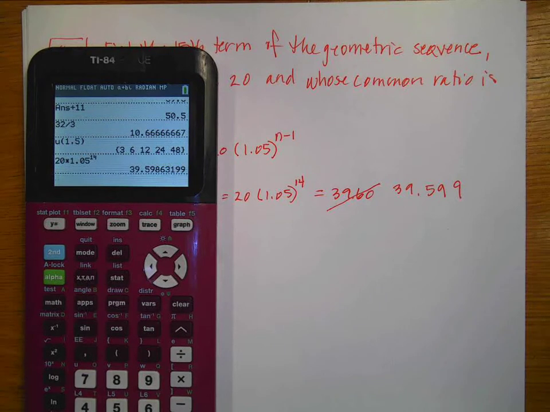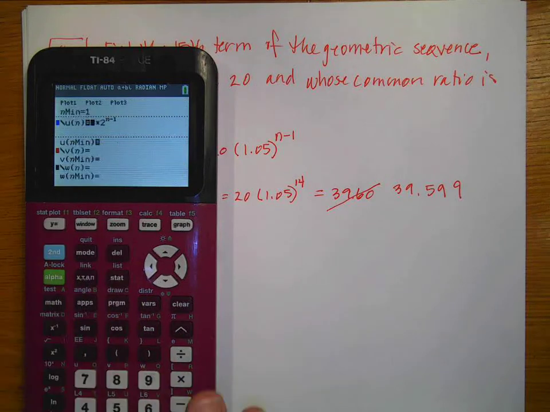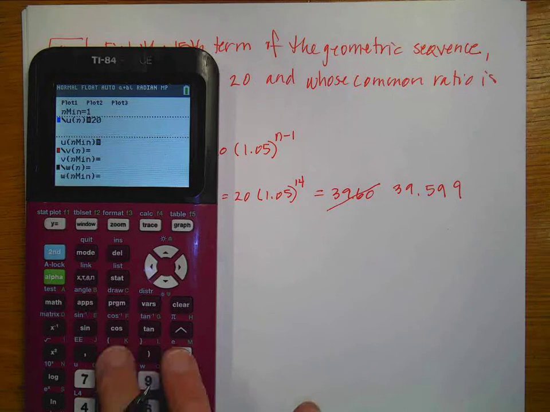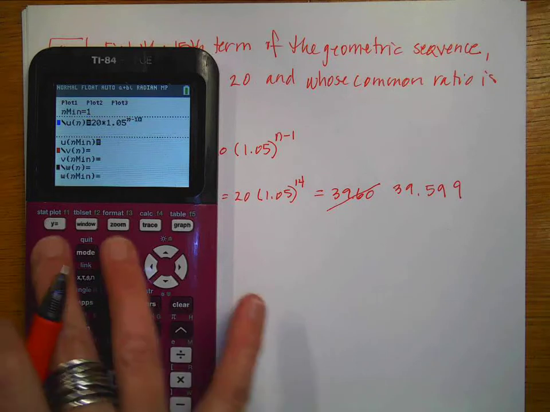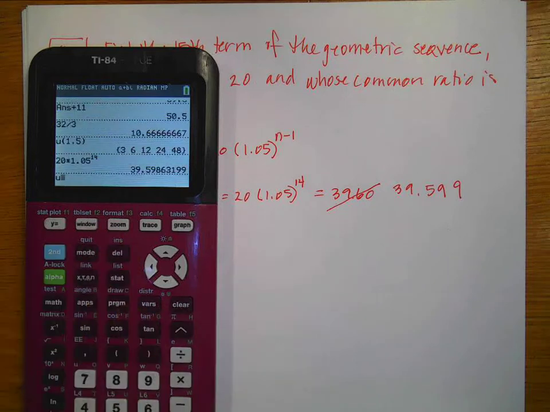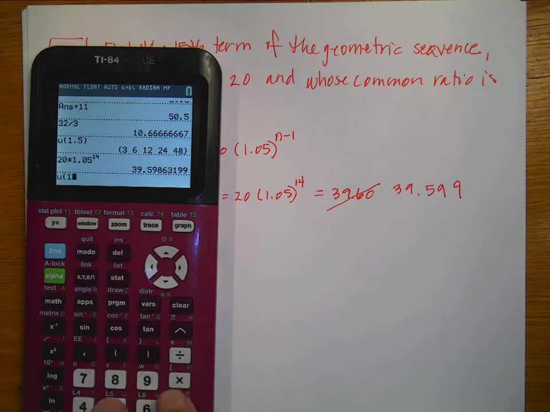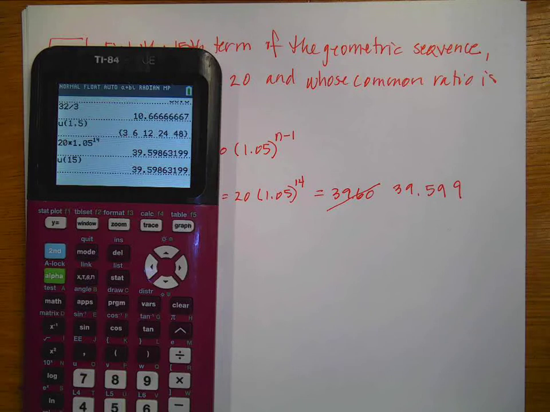Our book sometimes only reports to 2. You could do this in your grapher as well by entering 20 times the 1.05 raised to the n minus 1, and then quit, and then do second u, and I want the 15th term, and there we go. So you can also do it using the sequence mode of your calculator.